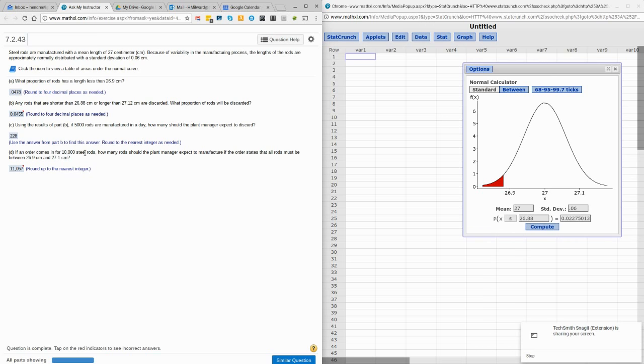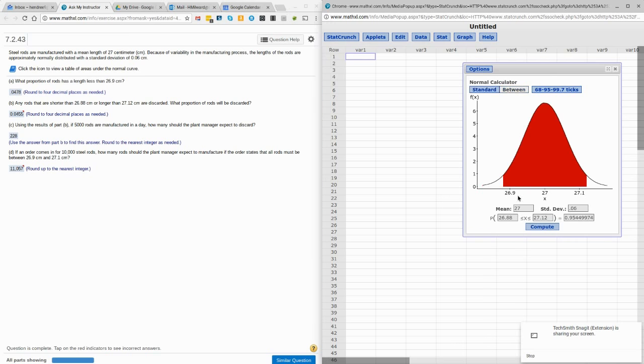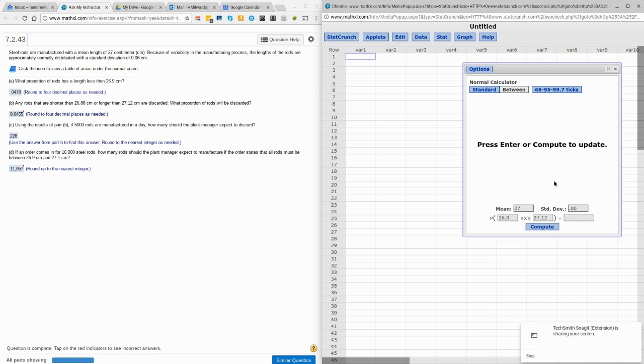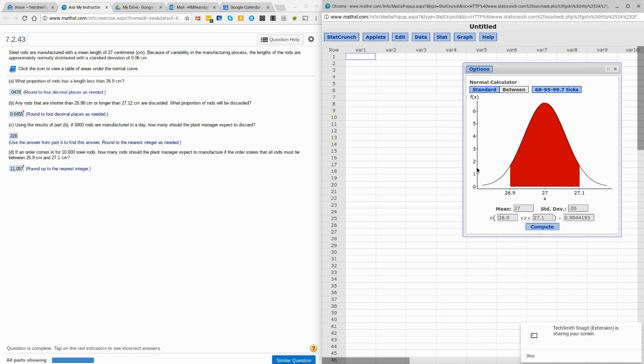Okay, I'm going to skip down to part D because that's the other one that was giving people trouble. You have an order for 1,000 steel rods coming in. The order states that all rods must be between 26.9 and 27.1. So let me find the probability between 26.9 and 27.1. Okay, so about 90% of the rods that we make are going to be in that range, right? But not all of them. So the question is, how many rods do we have to manufacture to make sure we get 10,000 of them?